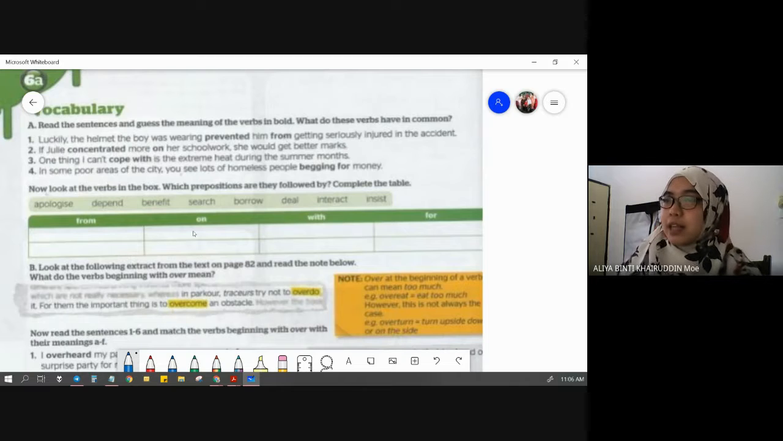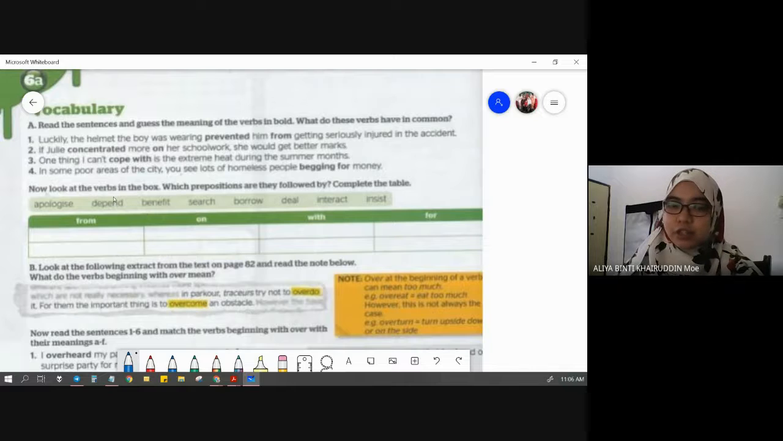Okay, so now let's look at here. In the table here, you have from, on, with, and for. So on your exercise book, you have to draw this table and put down here which verb fits in the table. So if apologize, the preposition that comes after it is usually for, right? So apologize for hurting someone. So I would like to apologize to you for being late, for example. So apologize for, so you put apologize here.